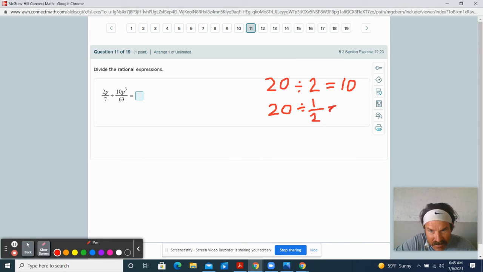20 divided by 1/2. You guys still getting 10? That can't happen. You can't take 20 and divide it by 2 and get 10, and then take 20 and divide it by a half and also get 10. So, what is this?